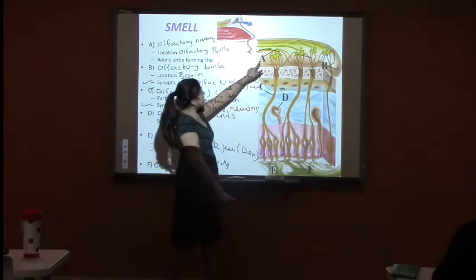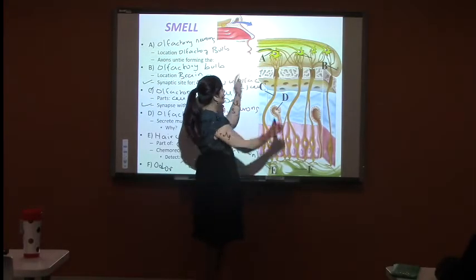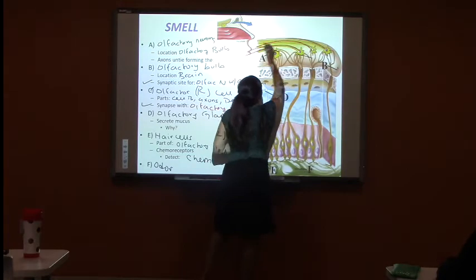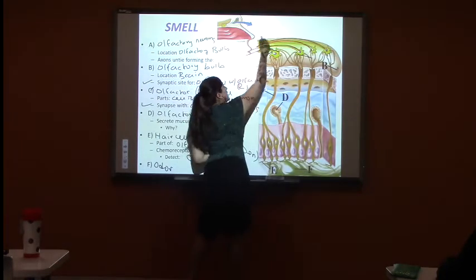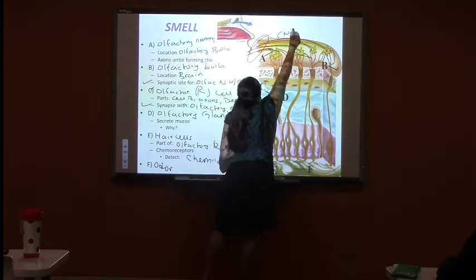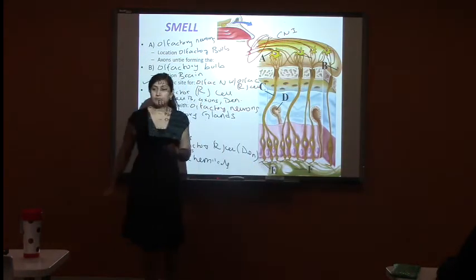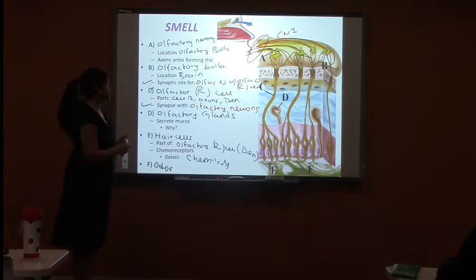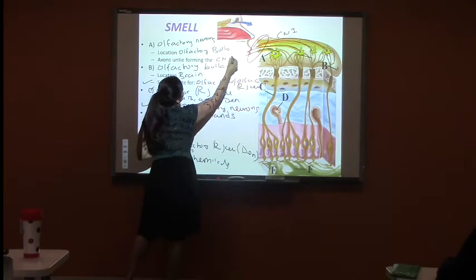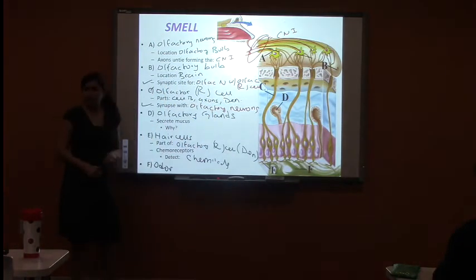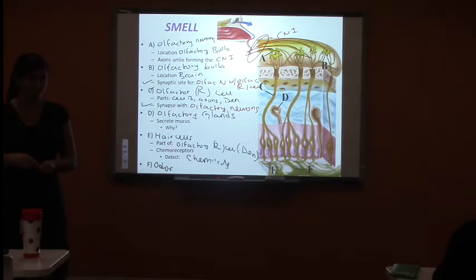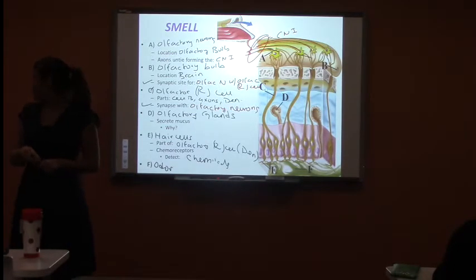Now, do you see right here, all these olfactory neurons are giving off these axons, right? These axons come together forming cranial nerve 1. What is the cranial nerve 1? Olfactory nerve. So, axons unite forming the cranial nerve 1, which is olfactory nerve. Does that make sense? Okay.